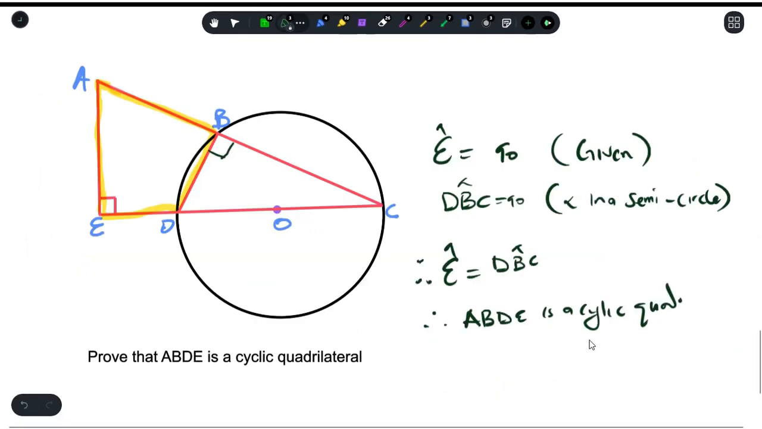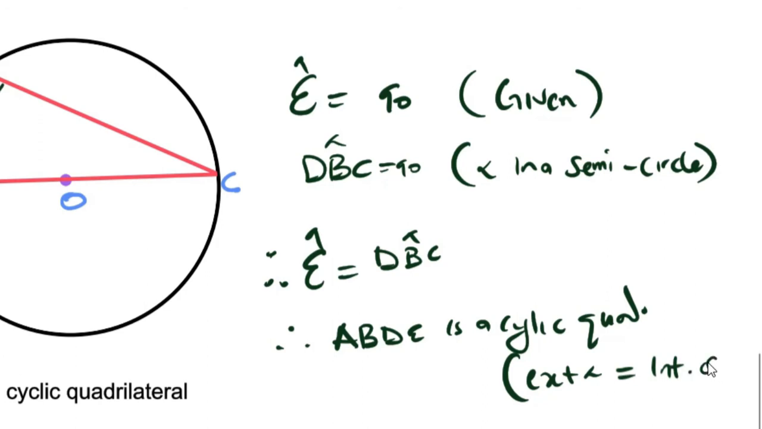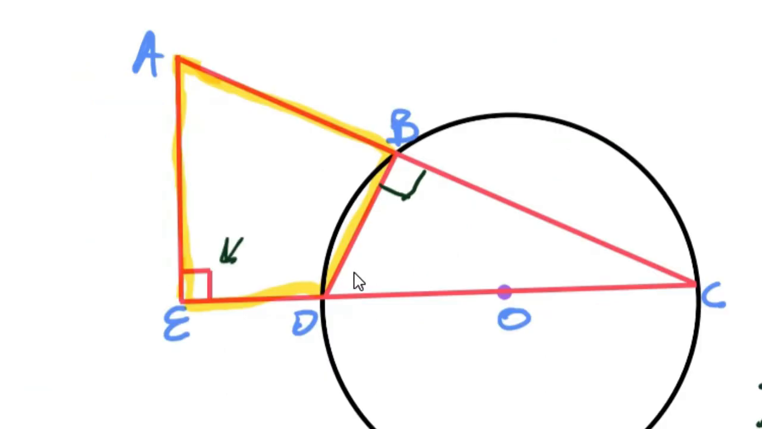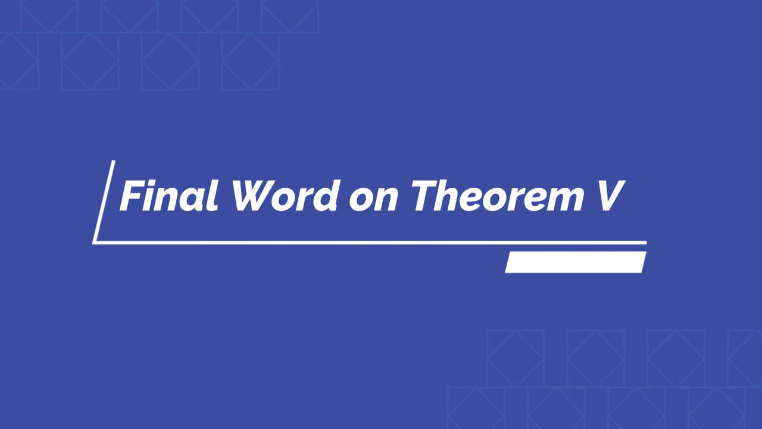And the reason is that the exterior angle of a cyclic quad is equal to the interior opposite angle. So since that is 90 and this is the exterior angle, and it is equal to the opposite interior angle that we have here, this whole shape would definitely be a cyclic quad. And that is how you show a quadrilateral is a cyclic quadrilateral.